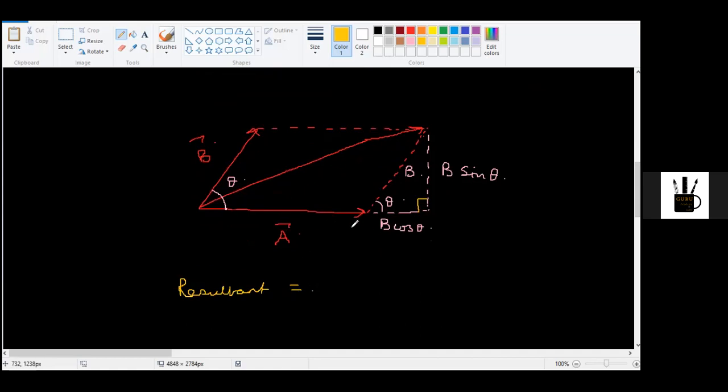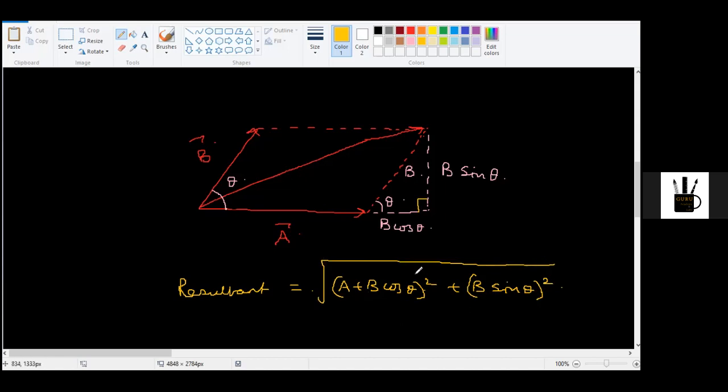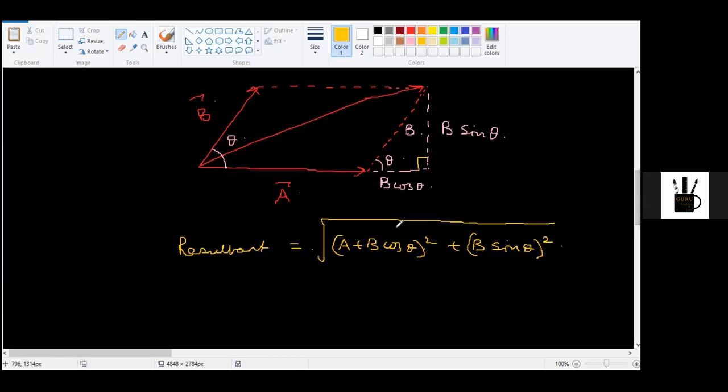is equal to, look at this. I have to take this total length, which means A plus B cos theta, the whole square, plus this length, which is B sin theta, the whole square. Square root. So simply I'm using the Pythagoras theorem. Anybody not following this, please raise the question immediately. So this length plus this length, B cos theta, and then this height, B sin theta. Any doubts?